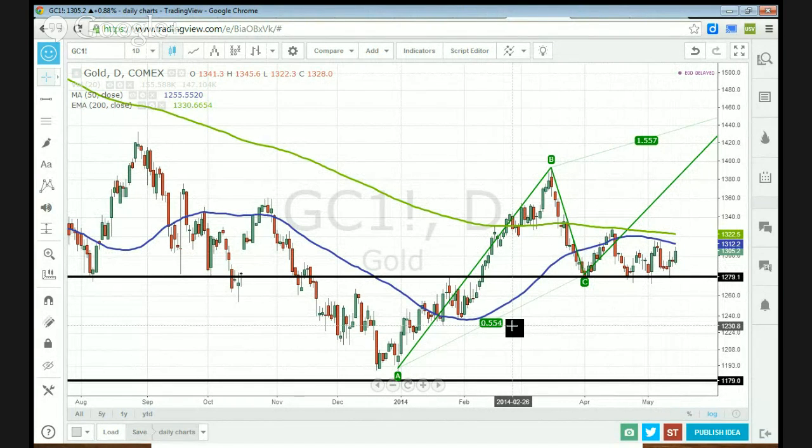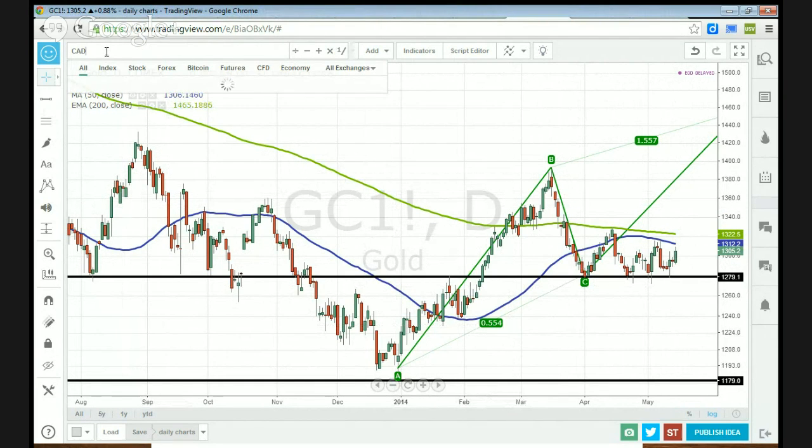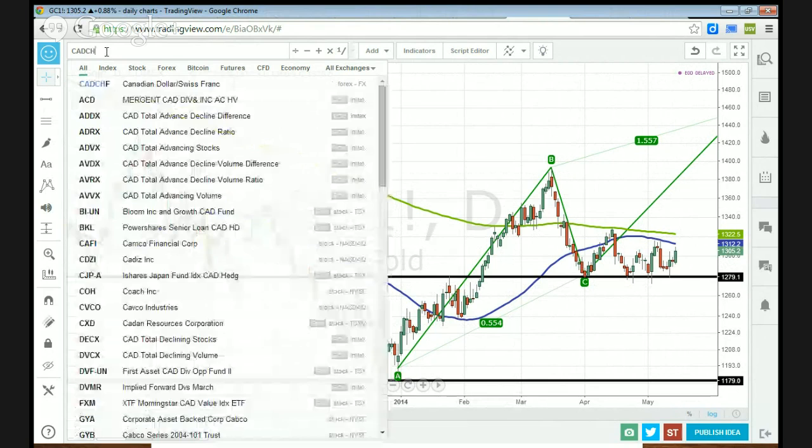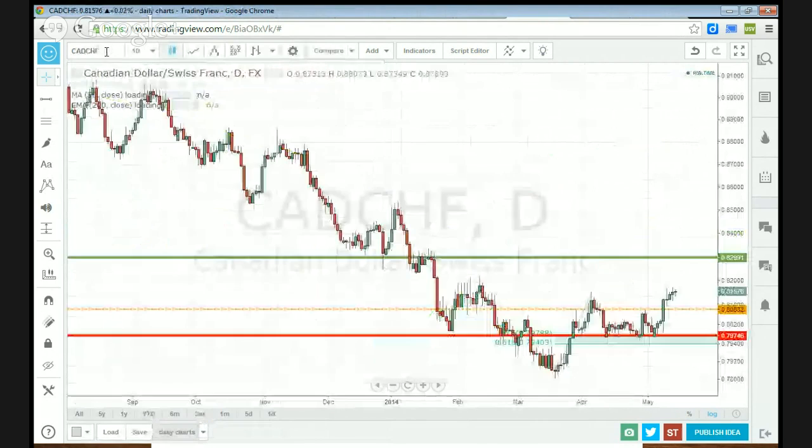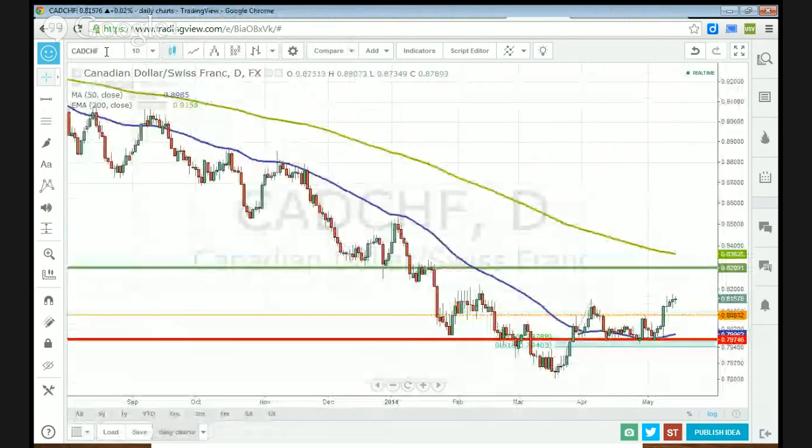Okay, that's gold. Let's take a look at some of the Forex trades that I have on. Now, I am at full risk exposure, which means I have 7 trades on at the moment. 3 of them are at break even. When I say they're at break even, I mean the position has advanced in my favor, and I move my stop to the point that I entered at.